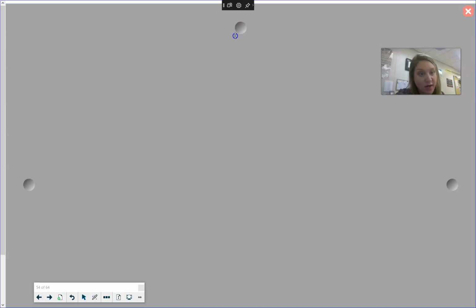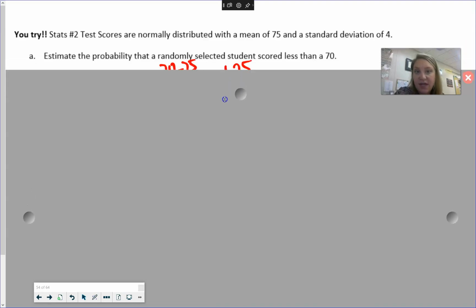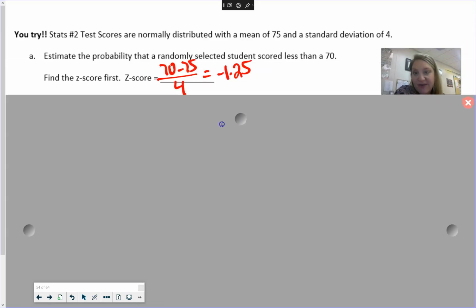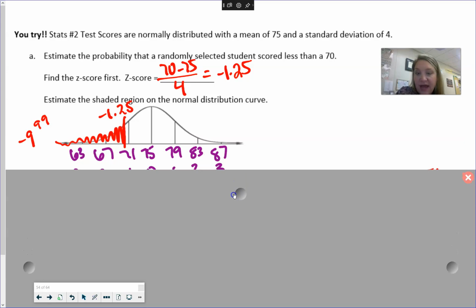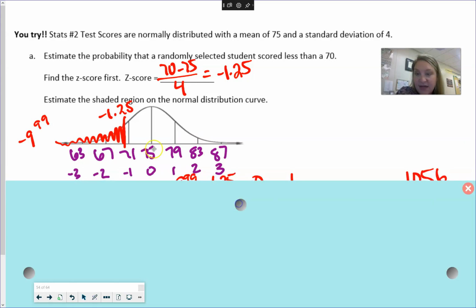All right, ready to check your work? Let's see here. So first thing you had to do was find the z-score. So you had to take 70, subtract 75 from that, and then divide it by 4. So we have a z-score of negative 1.25. On my curve, I have marked that, and it said less than, so I shaded below. So my beginning z-score is negative infinity. My ending z-score is negative 1.25. I want all the pieces in between.